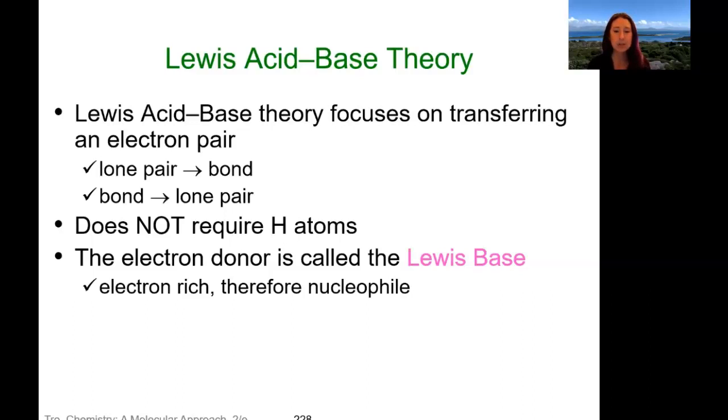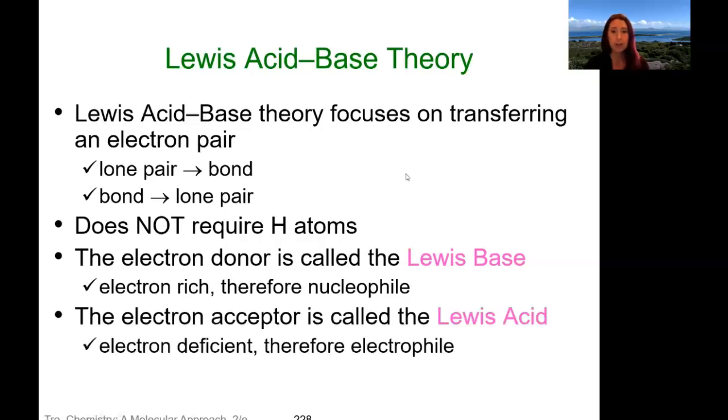That's the key to Lewis acids and bases: lone pairs, right? We don't care about hydrogen atoms here. Lone pairs is what we're looking at. So in this case, we have Lewis acids and bases. One donates electrons, one accepts electrons. The one that donates is the Lewis base. The one that accepts is the Lewis acid. And we call Lewis bases nucleophiles, and we call Lewis acids electrophiles.